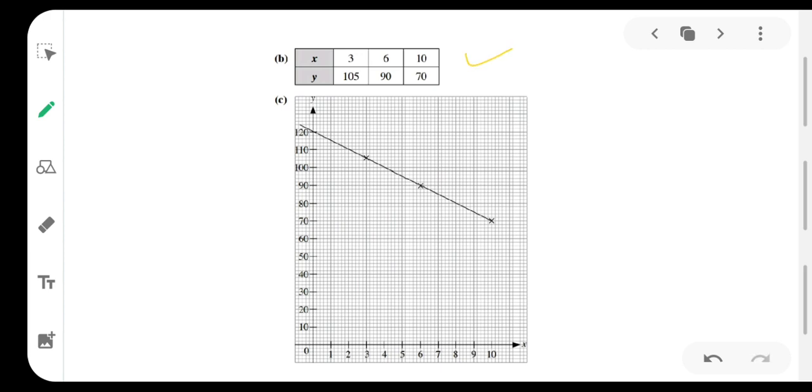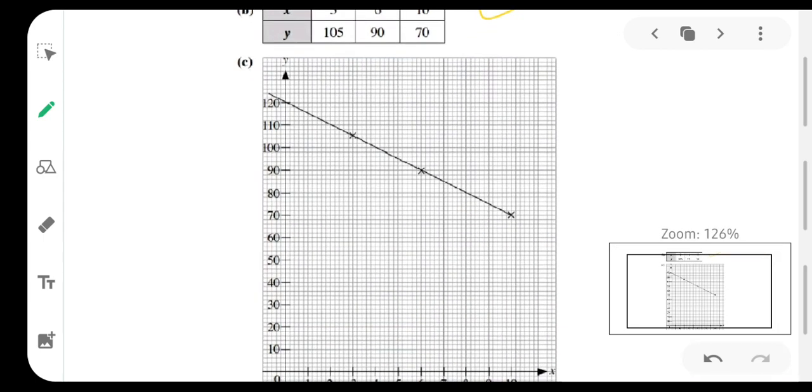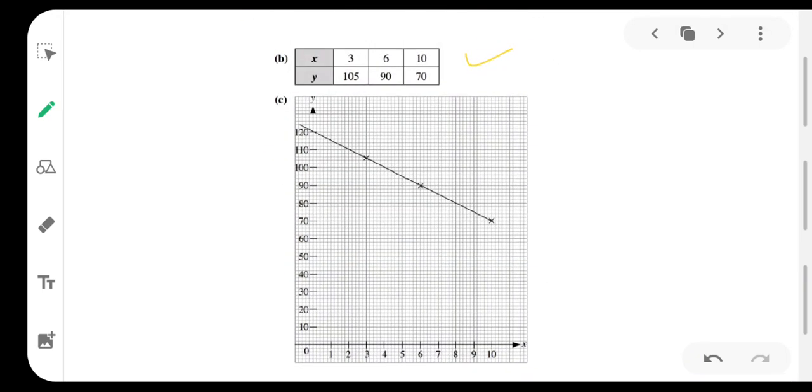Now we will plot the values of x and y on the graph as shown in the figure, like this. And here our question is completed. Now moving towards the next question.